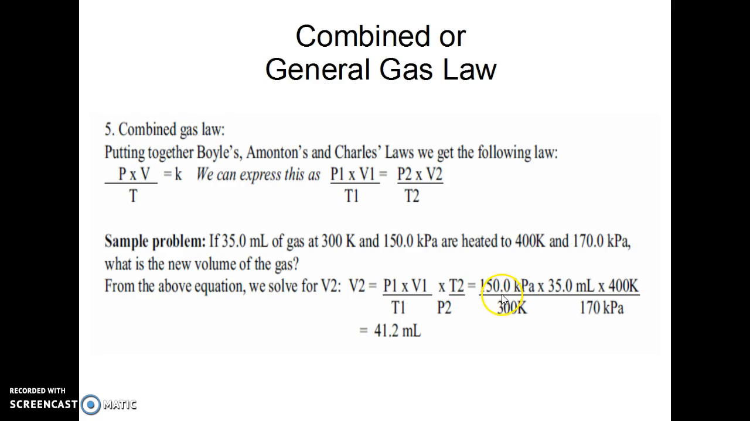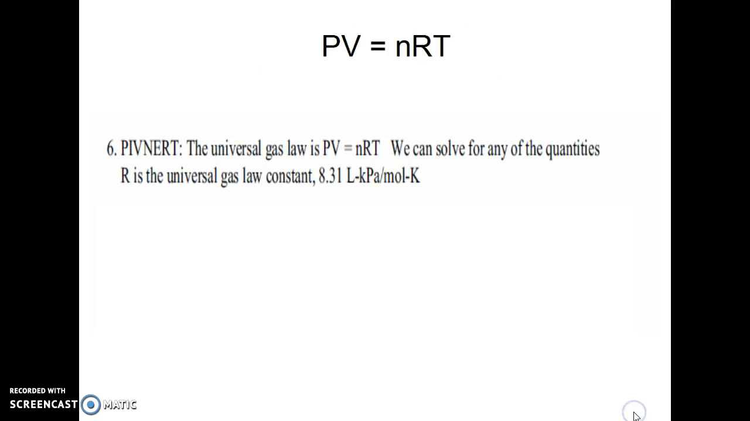We then plug in the numbers in units, 150 kPa and 35 milliliters over 300 K, that of course would be the constant. We multiply it by 400 Kelvin over 170 kPa, and we get 41.2 milliliters as the new volume. We thought it would expand a little, and indeed it's gone from 35 to 41.2 milliliters.